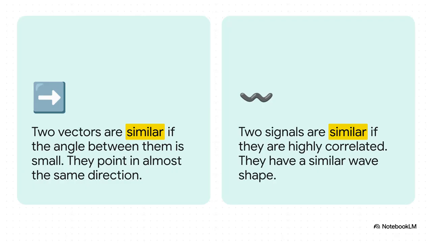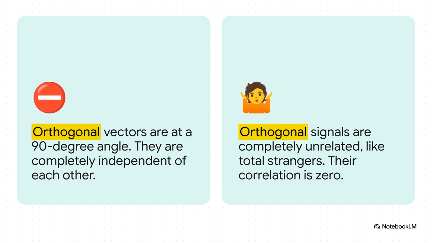Okay, so think about it. If two vectors are similar, they're basically pointing in the same direction. The angle between them is super small. Well, in the world of signals, that geometric angle has a direct mathematical partner. It's called correlation. Two signals that are highly correlated are just like two vectors pointing in almost the exact same direction.